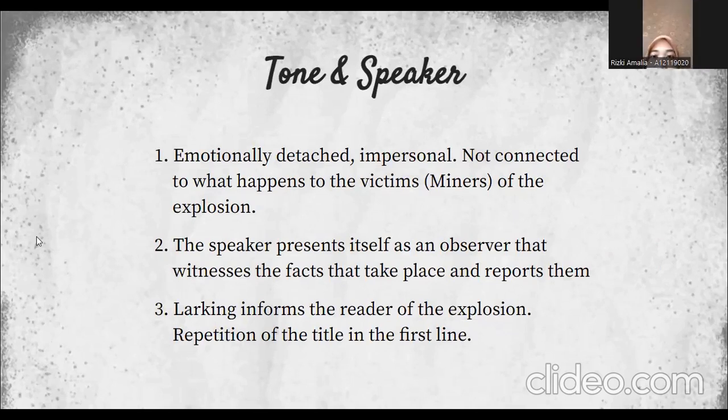Okay, the next is tone and speaker. Emotionally detached, impersonal, with no connection to the victims, the miners of the explosion. The speaker presents itself as an observer that witnesses the facts that take place and reports them. It informs the reader of the explosion. Repetition of the title. Next slide, please.